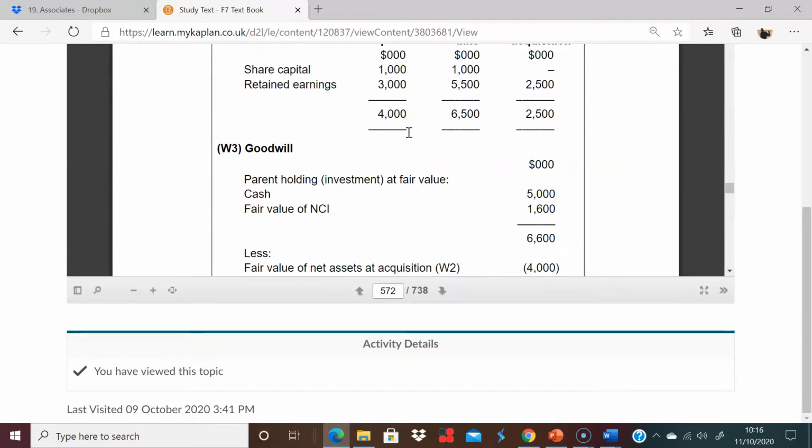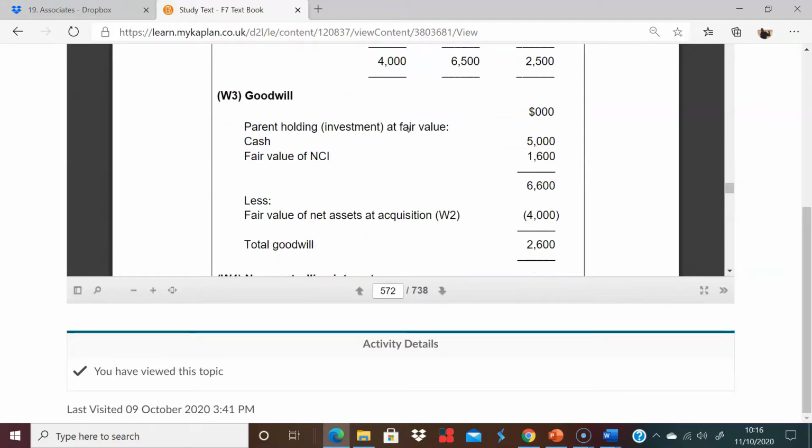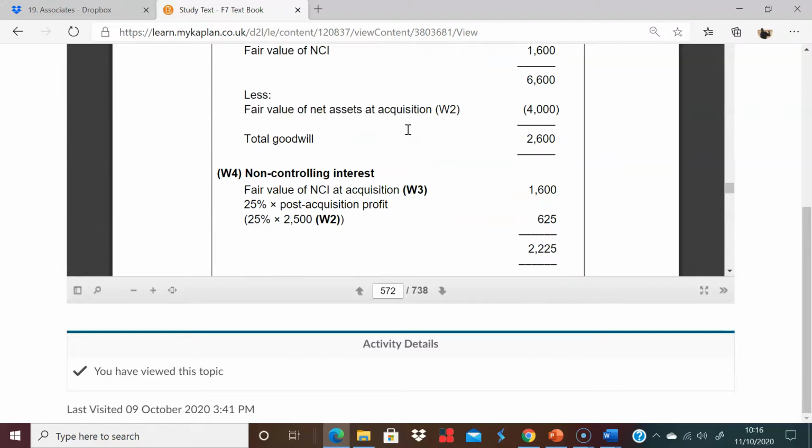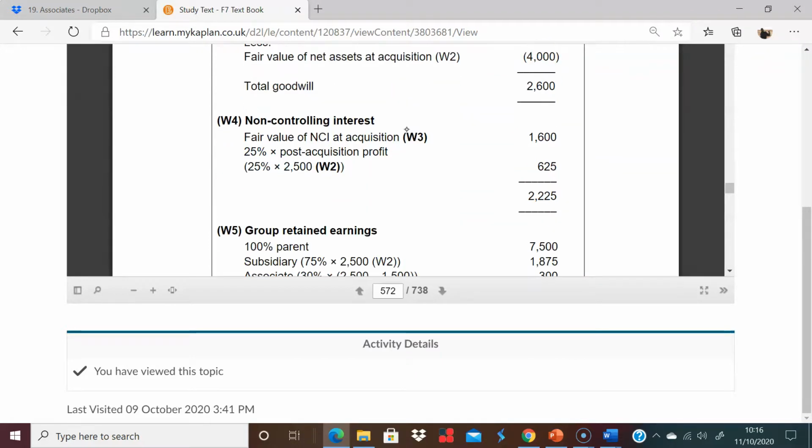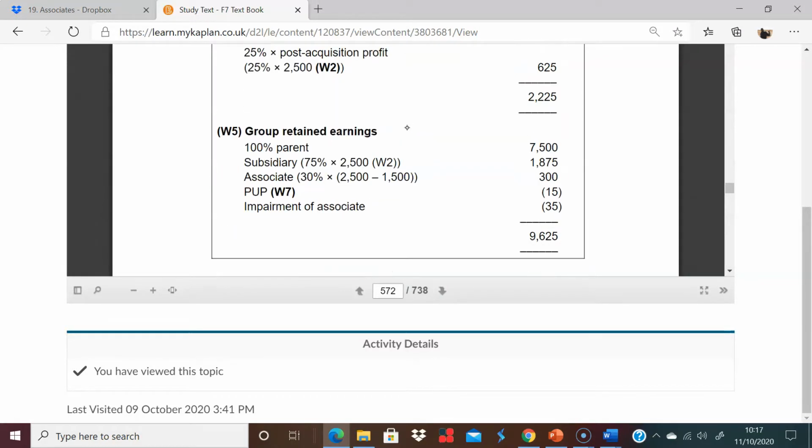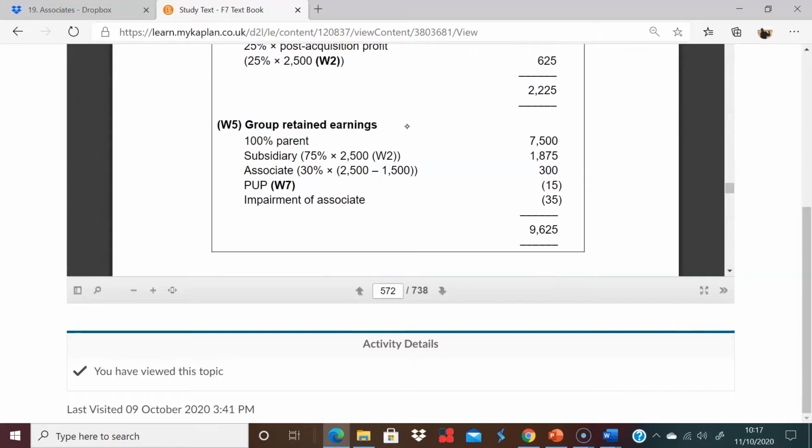We calculated this. Remember your 2,500 from your main subsidiary. Then, of course, we had the goodwill, and the goodwill was your parent, the 5,000 plus the fair value, less the fair value of the net assets acquisition, 4,000. So your total goodwill, of course. Well, sorry, we've done that already. So this is the non-controlling interest of the subsidiary. Just deal with that. That's a fair value and its own share of the profit. We do this already. This is what we're trying to learn.